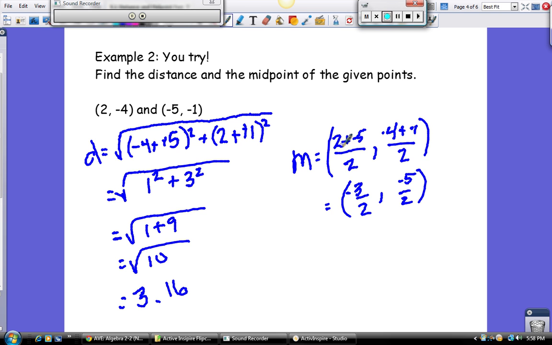Finding the midpoint, 2 plus negative 5 all over 2. So that gives us negative 3 over 2, and then negative 4 plus negative 1 gives us negative 5 over 2. Okay. Well, this completes finding the distance and the midpoint, so go ahead and do your quick check and your practice problems.